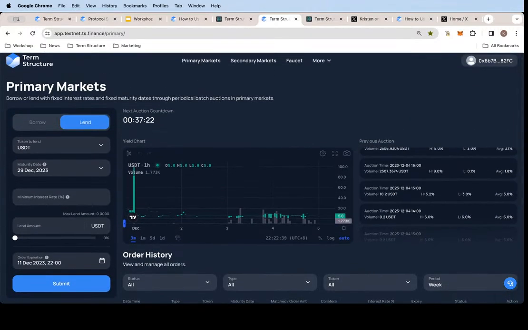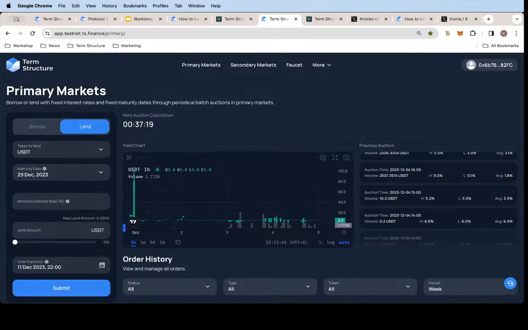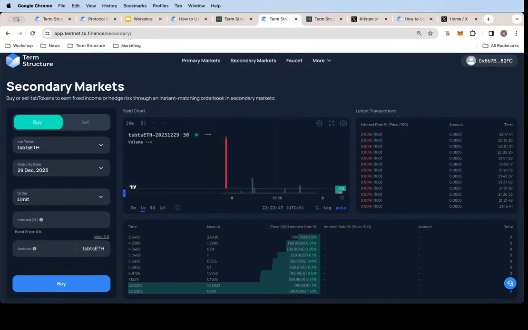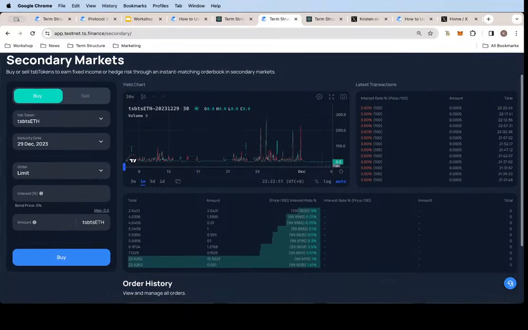Okay, so this is all for the primary markets, and now let's go to the secondary markets. As we mentioned earlier, secondary markets allow users to buy or sell TSP tokens to earn fixed income or hedge risk through an instant matching order book. So here, you can also indicate what type of TSP tokens you would like to buy.